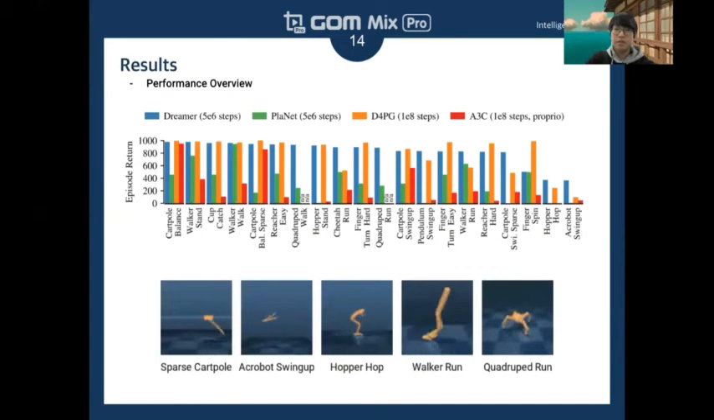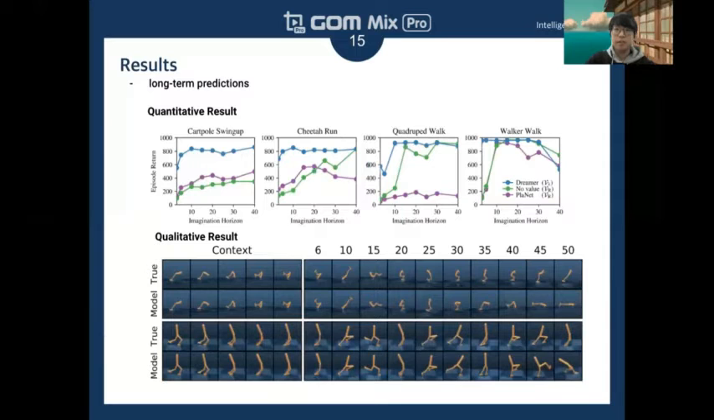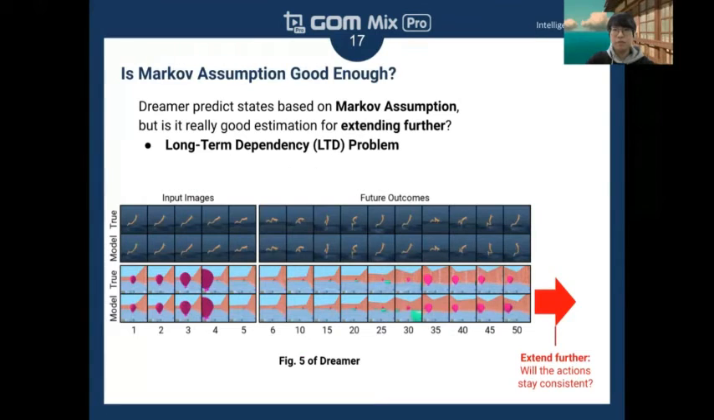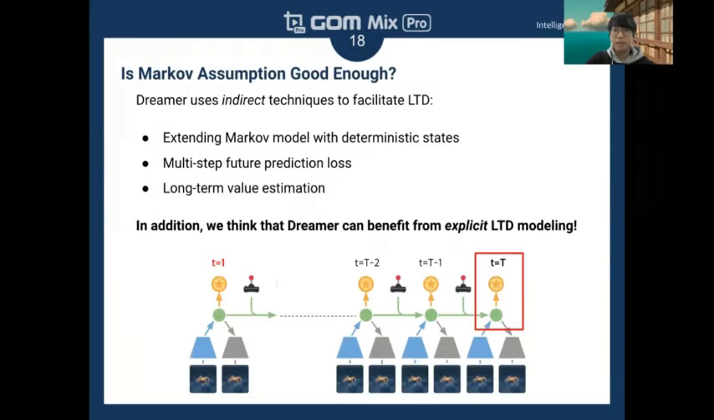The results from the paper show that Dreamer outperforms previous methods overall in each continuous control test like walker, cartpole, and so on. And at long-horizon prediction, Dreamer shows robust performance. However, we can see some degree of degradation in some of the results, especially when the dreaming steps get larger. From the results, when we think about extending further model actions, which are more than 50 steps, future state estimation can likely be inconsistent. We refer to this problem as the long-term dependency problem. Dreamer used some kind of implicit techniques to facilitate long-term dependency, but we also suggest that Dreamer can benefit from explicit modeling of long-term dependency.